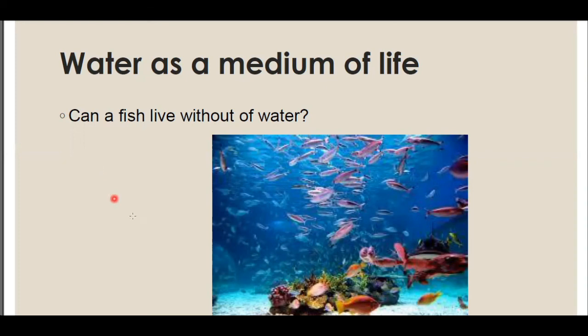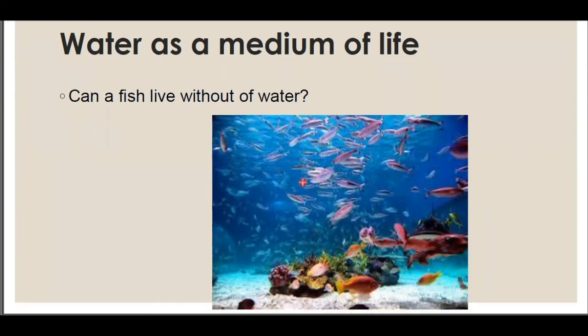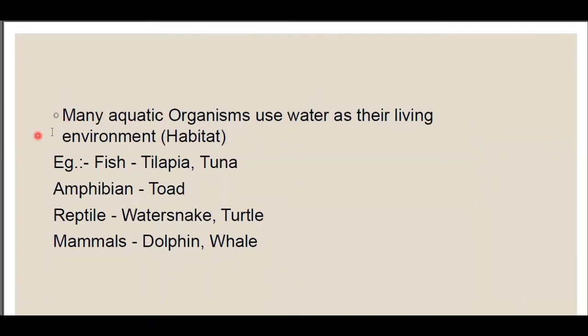So you can see that water is needed for the survival of life. One example is fishes living in the sea. We are going to learn other examples as well. See, many aquatic organisms use water as their living environment. The living environment we call by another term, habitat. Habitat means the environment where they live.